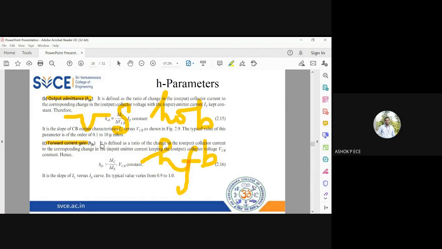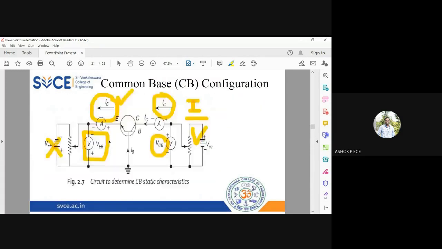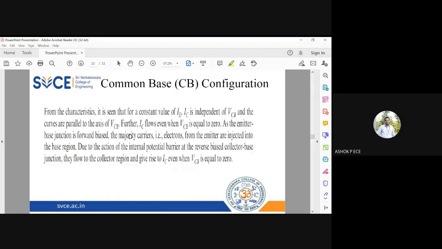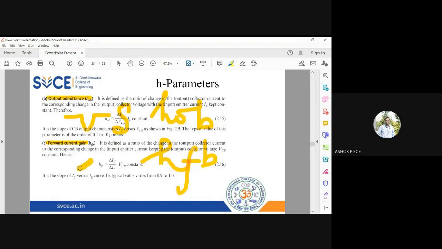Forward, I am going from input to my output. I am traveling in this direction. What is the input current? What is the output current? That ratio is called forward current gain. Okay, and this HFB is also denoted by alpha. Technically, it is called alpha. In H parameters, it is called HFB. And see here, alpha value lies between 0.9 to 1. Alpha value is always less than 1 because I am dividing the IC by the largest current IE.